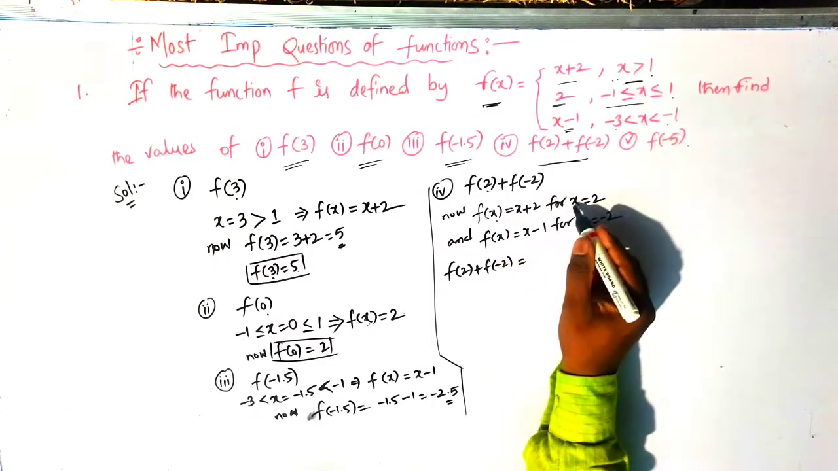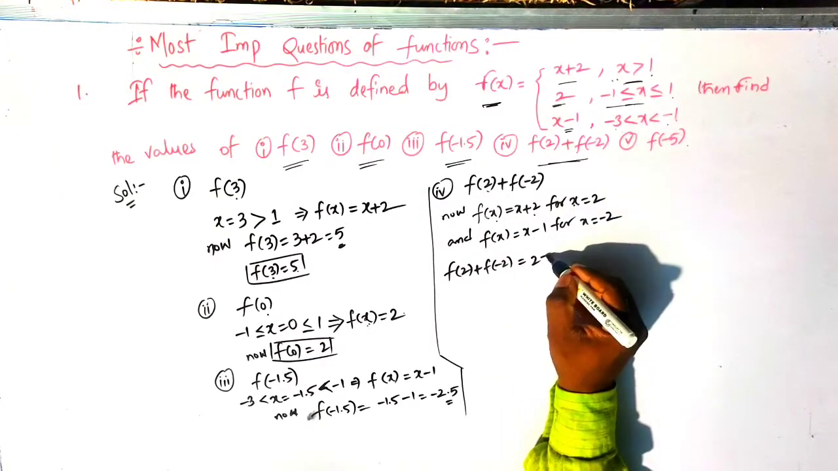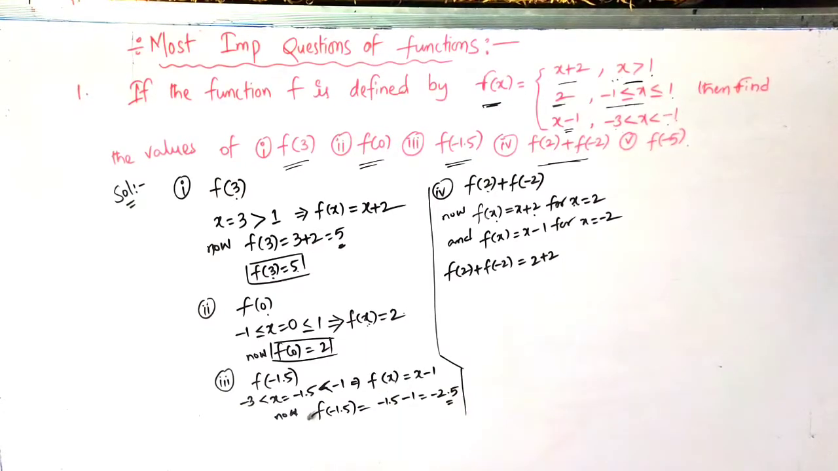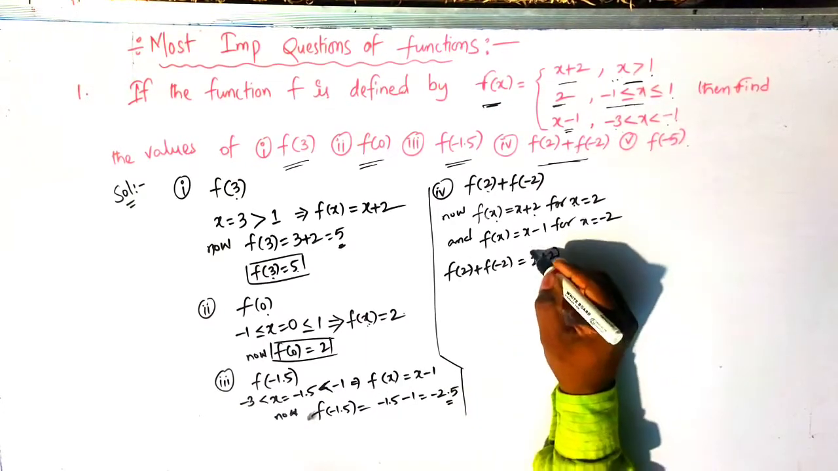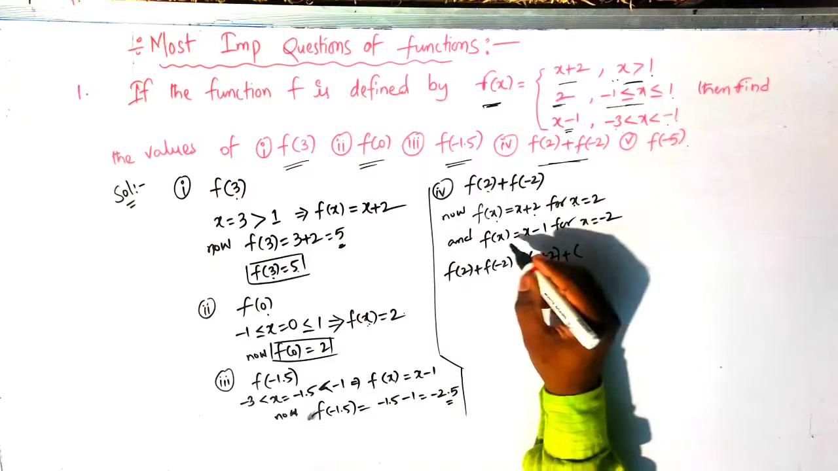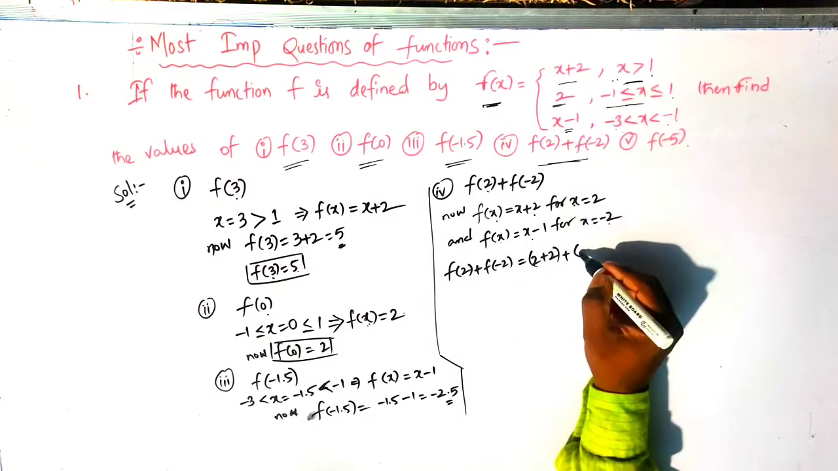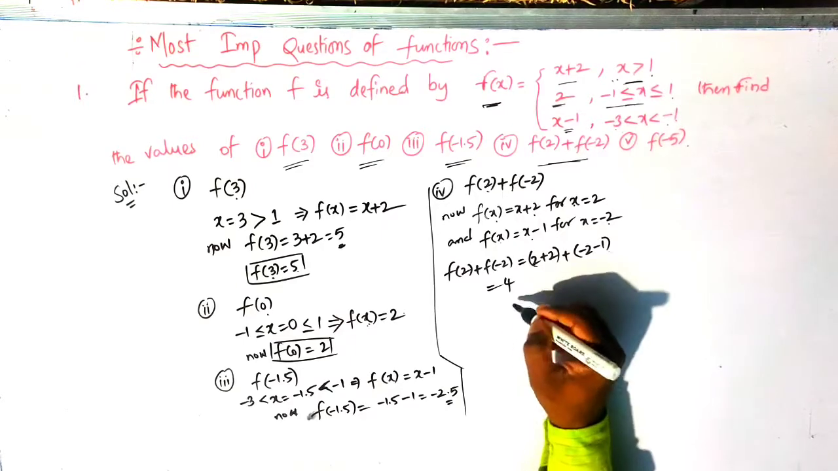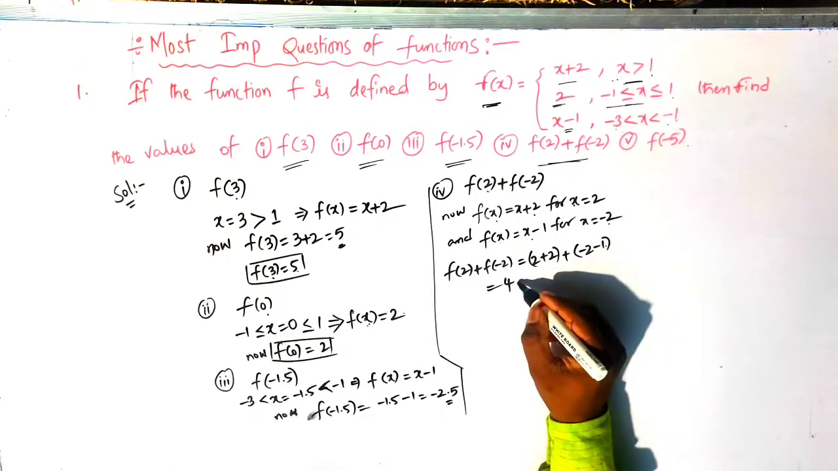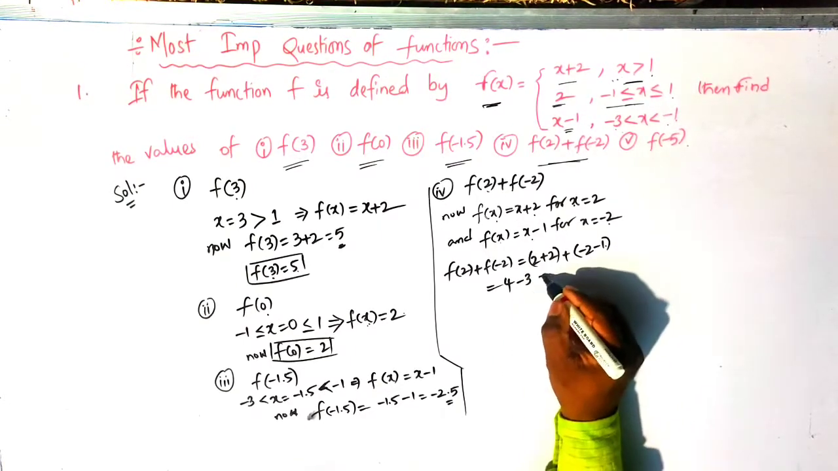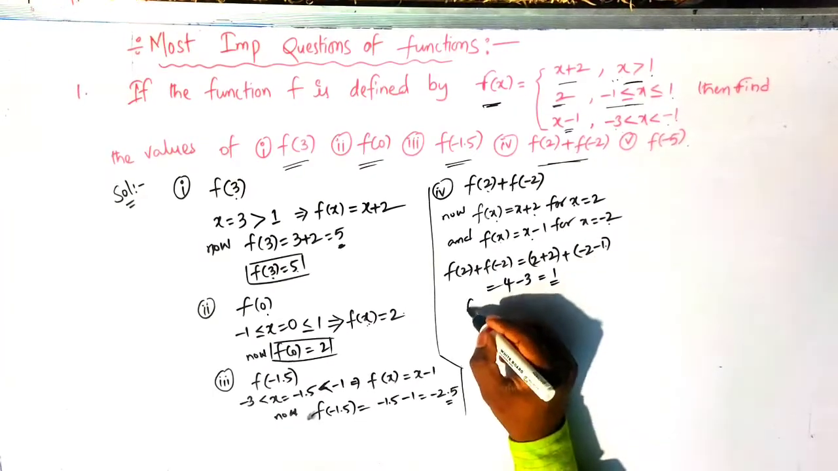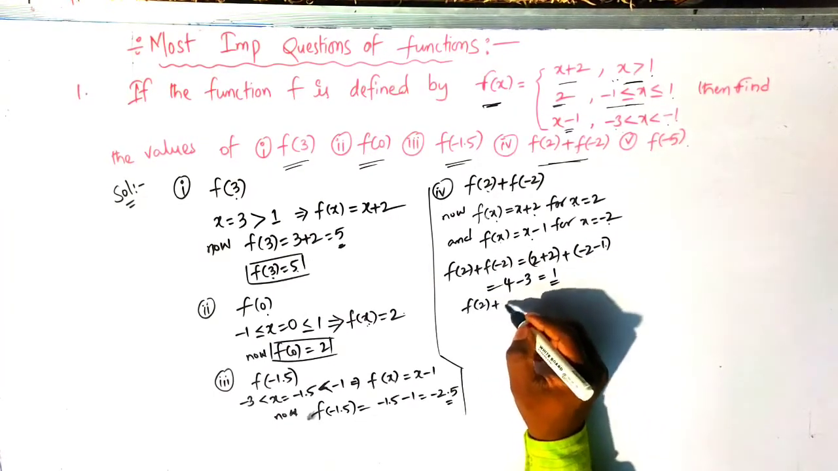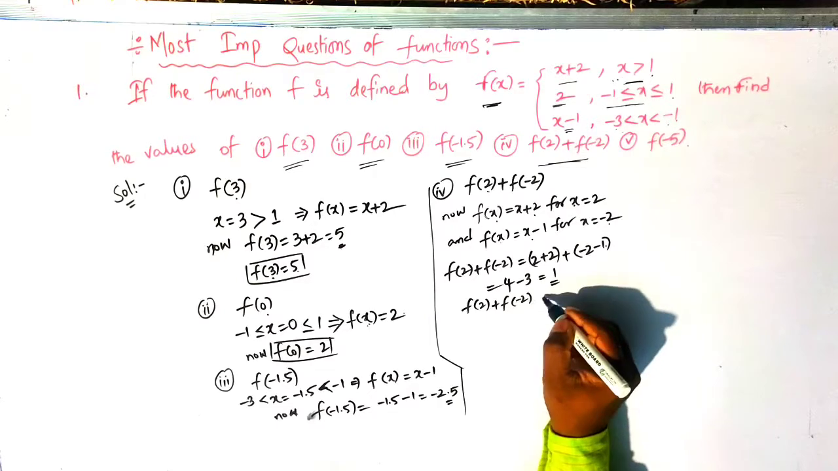So that's why we take here f of 2 plus f of minus 2 that equals what we get now? F of 2, we take this one. So 2 plus 2 we get here, 2 plus 2 plus f of minus 2. That means what we get here? We take this one, minus 2 minus 1. So 2 plus 2 is 4. Minus 2 minus 1 is minus 3. So 4 minus 3 equals 1. So f of 2 plus f of minus 2 equals 1.